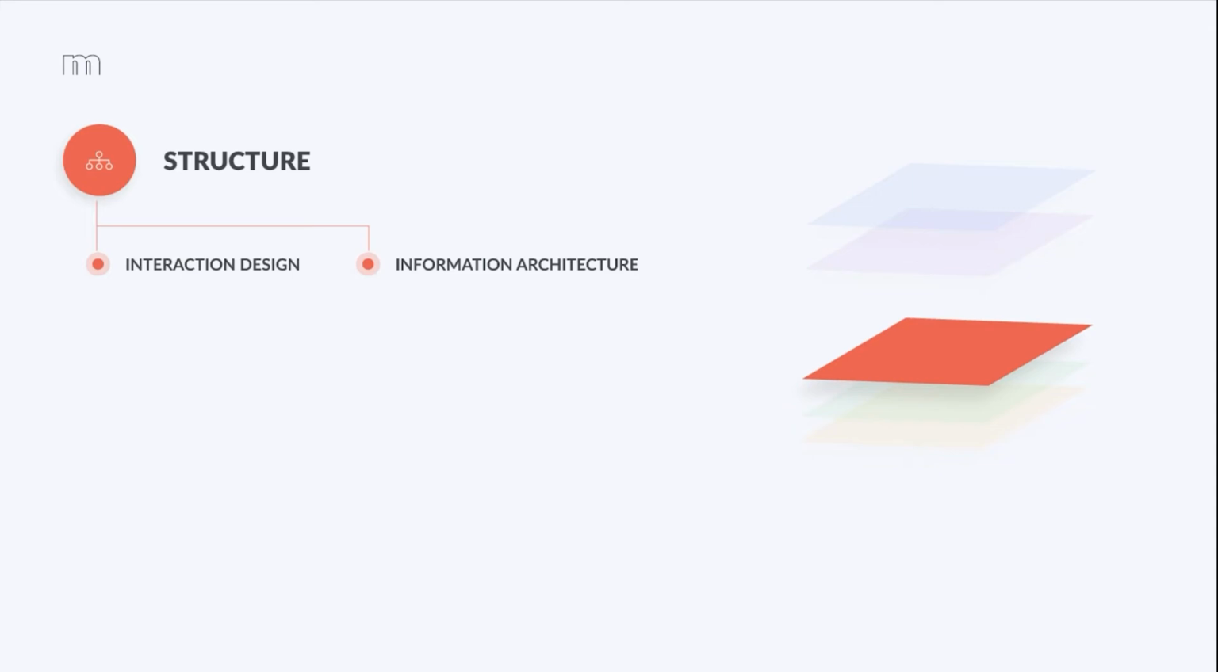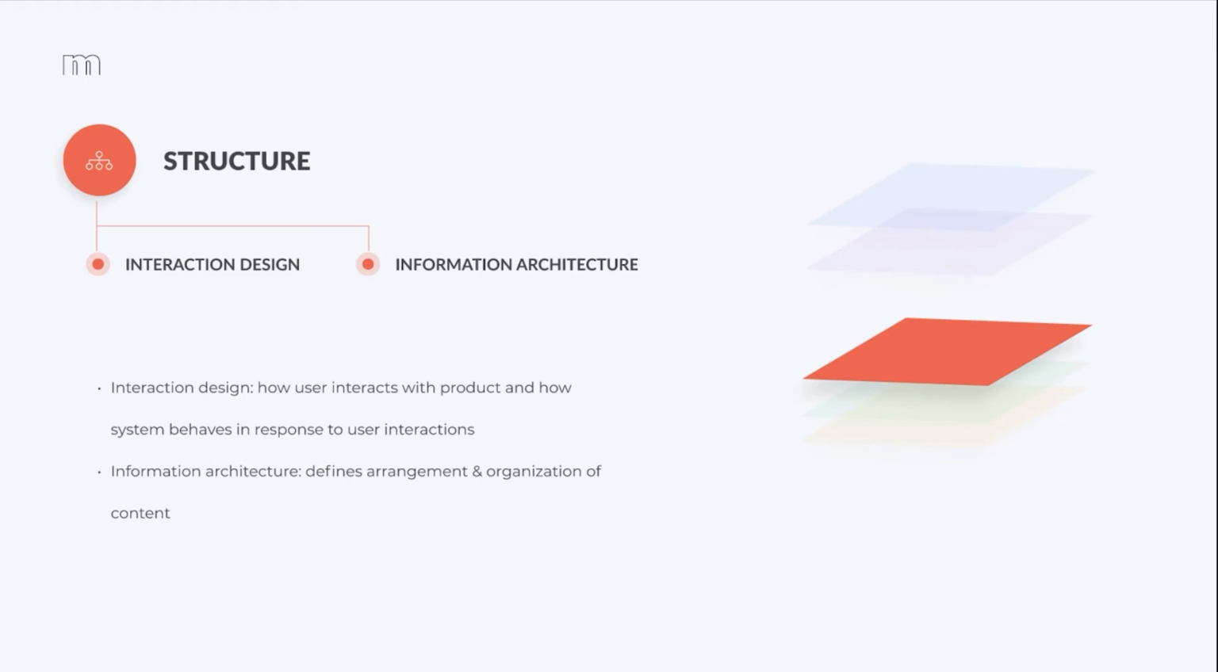Next comes structure. Structure is split into 2 components: interaction design and information architecture. Interaction design defines how users interact with the product and how the system behaves in response to user interactions. Information architecture defines the arrangement of content elements and how they are organized.